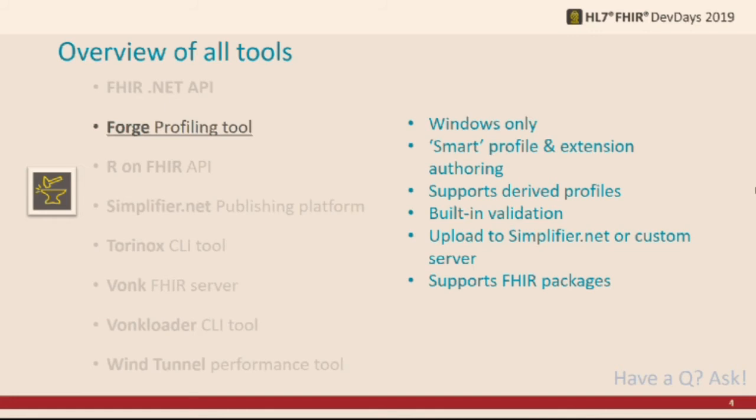It supports derived profiles, so if you have profiles and you want to constrain things even further, for example, if you want to take an Argonaut profile and you need to constrain things even further, you can do that with Forge, and you can upload your profiles up on Simplifier. And I'll cover what Simplifier does later on. And also with FHIR packages coming into FHIR's world, Forge supports packages as well, reading and creating them.